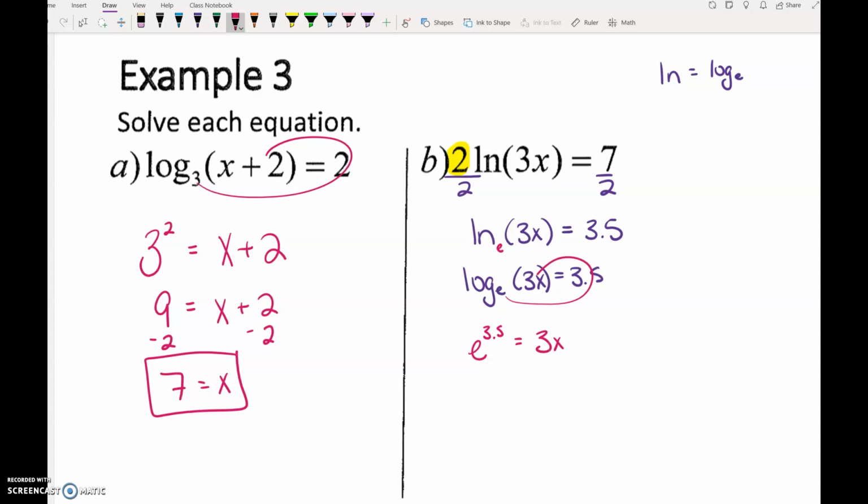e is something that you can calculate. The e button is right above the ln button on your calculator. So in your calculator, do e raised to the 3.5. You should get 33.12. And then we would finish solving this. We need to get x by itself. Our final answer would be 11.04. So x equals 11.04.